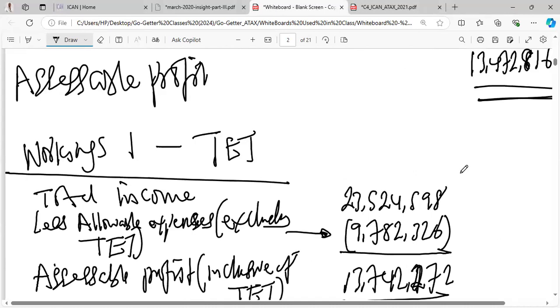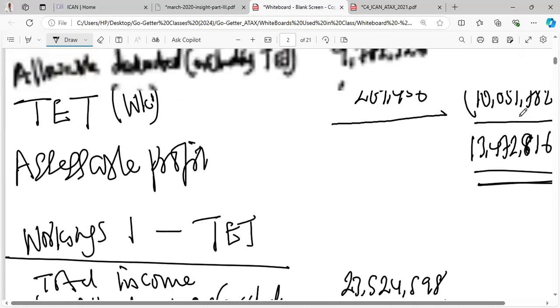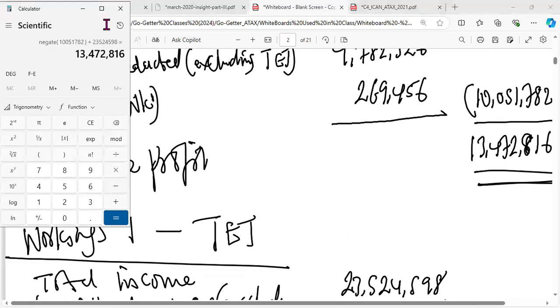Now, can you check now? This is smaller than this. This is 13,472. This one is 13,742. This is because the tertiary education tax was inside here, but now the tertiary education tax is out from here. To check if your figure is correct, look for 2% of your accessible profit you just calculated. You look for 2% of it, whether it will give you tertiary education tax. So let's check. Multiply by 0.02, it gives you 269,456, which shows you that what we did was correct, because tertiary education tax is 2% of accessible profits.